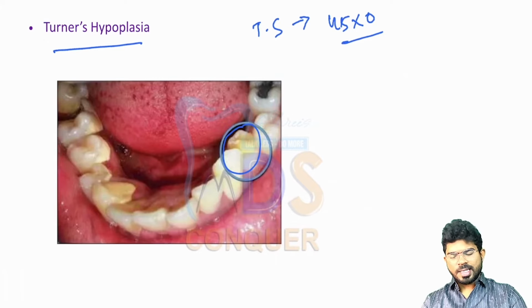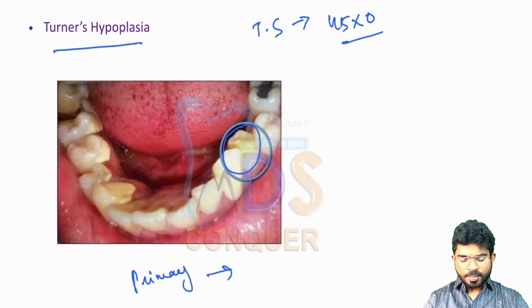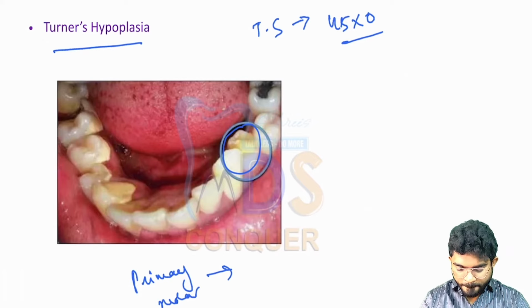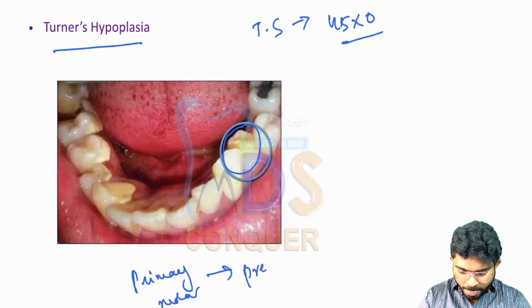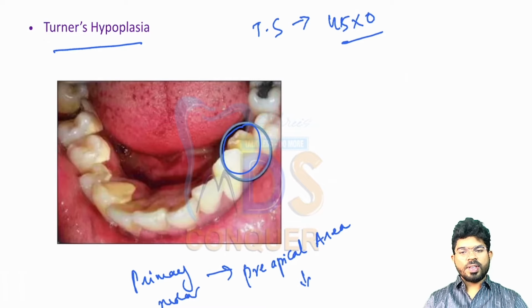Other reasons can be many other things, such as changes during the primary dentition. This is most commonly seen in permanent premolars, because primary molars are most commonly affected by dental caries, and the infection from primary molars will reach the periapical area, which is going to affect the follicle. We have discussed that the ameloblast follicle will get affected, and it will lead to Turner's hypoplasia.